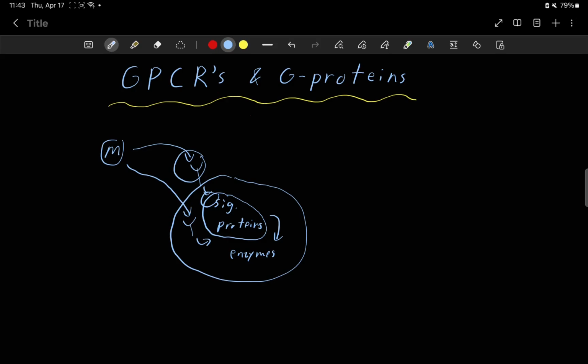The thing you have to remember with cell signaling is that there's always exceptions. So you can't memorize a single pathway. You have to have an adaptable mindset.